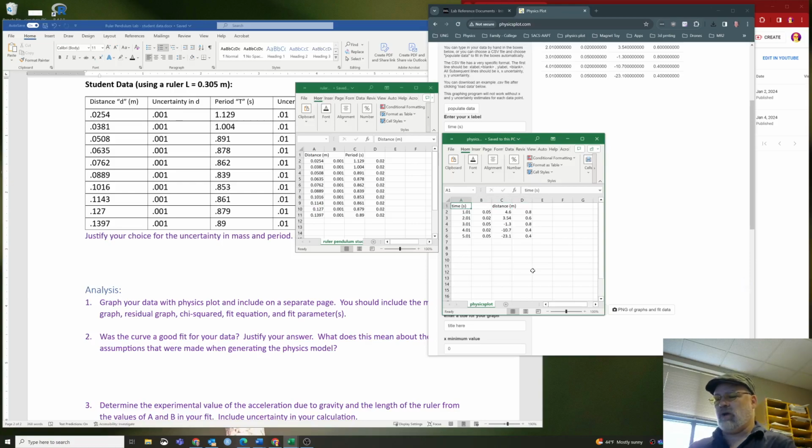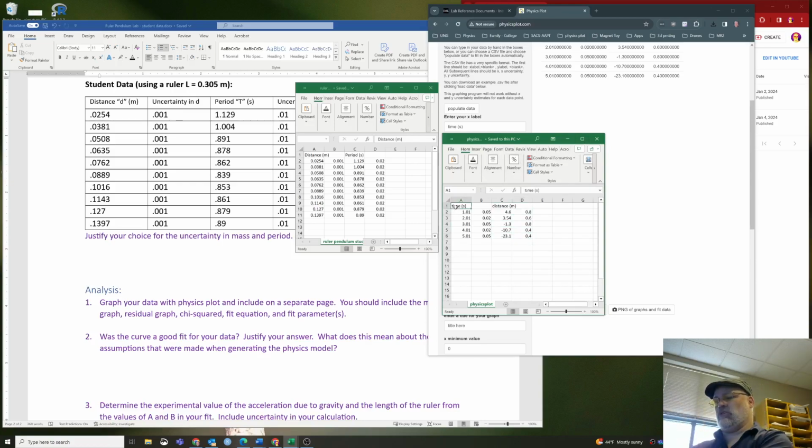But it has this format where cell 1A is the X label with units. Cell 1B is blank. Cell 1C is the Y label with units. Cell 1D is blank. And then in row 2, we start putting in our data. These are the X values. These are the X uncertainties. These are the Y values. These are the Y uncertainties.